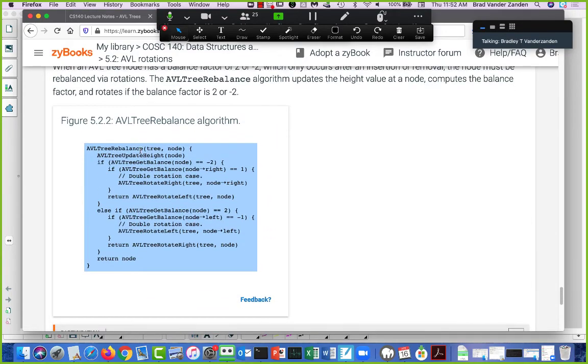So here's tree rebalance. The first thing we do is update the height of the node. We do that incrementally. This is a very important point. We only recalculate the height for this new node, for this parent node. And then we check the balance factor. If the balance factor is -2, then we know that the right side is higher than the left side.